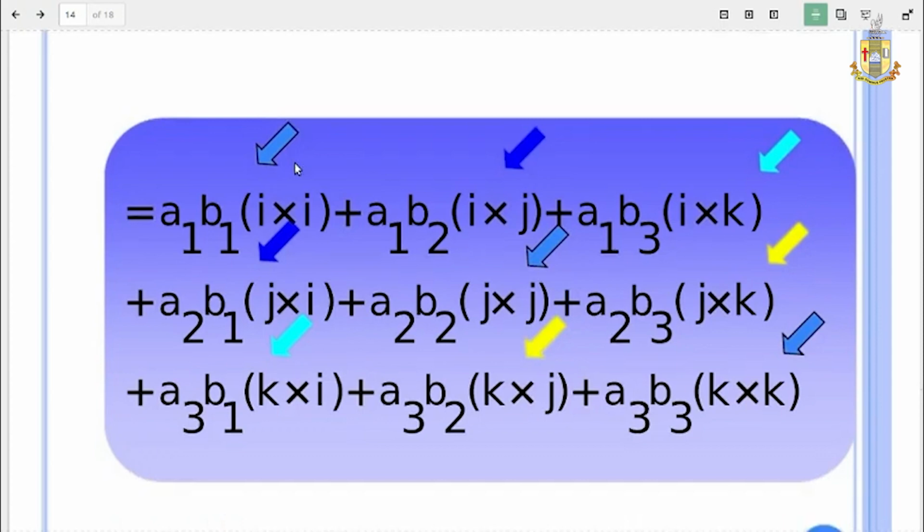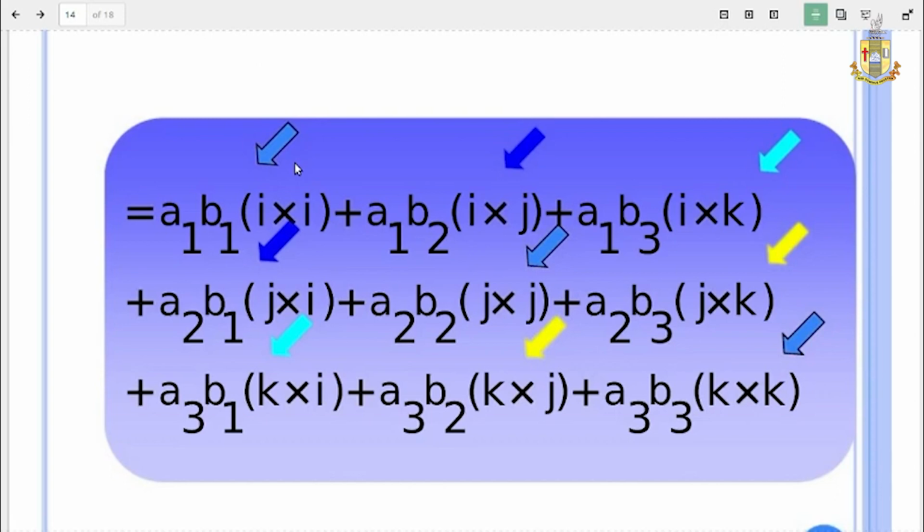So A1 B1 of i cross i vector, then plus A1 B2 i cross j vector, plus A1 B3 i cross k vector, plus A2 B1 j cross i vector, plus A2 B2 j cross j vector, plus A2 B3 j cross k vector, plus A3 B1 k cross i vector, plus A3 B2 k vector cross j vector, plus A3 B3 k vector cross k vector.